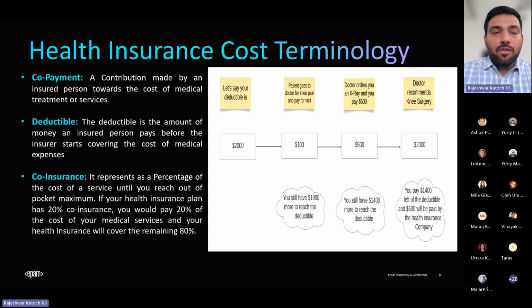So in health insurance, like if I am a member of an organization and I go with the co-insurance type of facilities, I'll have to pay 20 percent of the cost first, and then the remaining 80% will be covered by the health insurance.